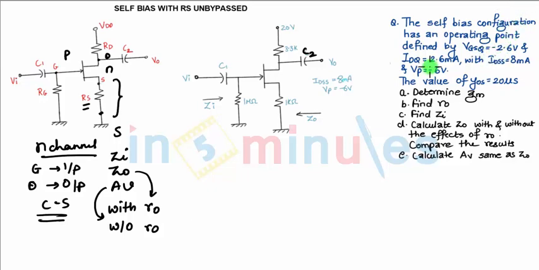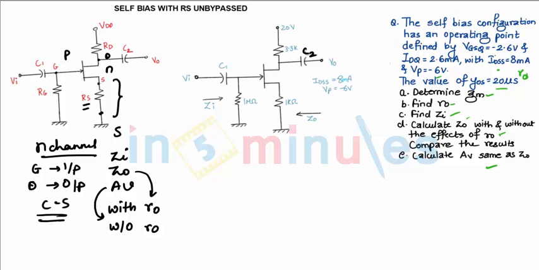Q point is given, then IDSS and VP are given, YOS to find small RO or RD you can say. If you are using RD, it is fine. Determine GM, RD, ZI, ZO with and without effects of small RO and compare the results, and similarly for the voltage gain. Now our first step in this, since Q point is given, we need not do the DC analysis.